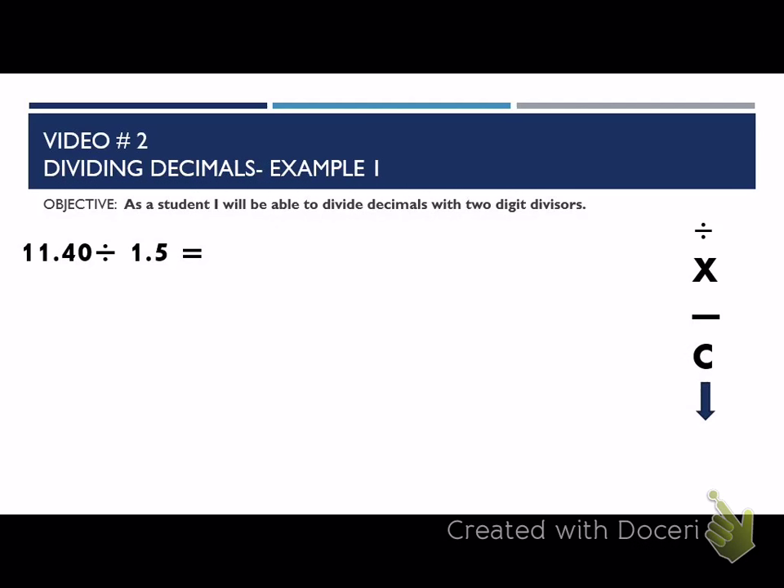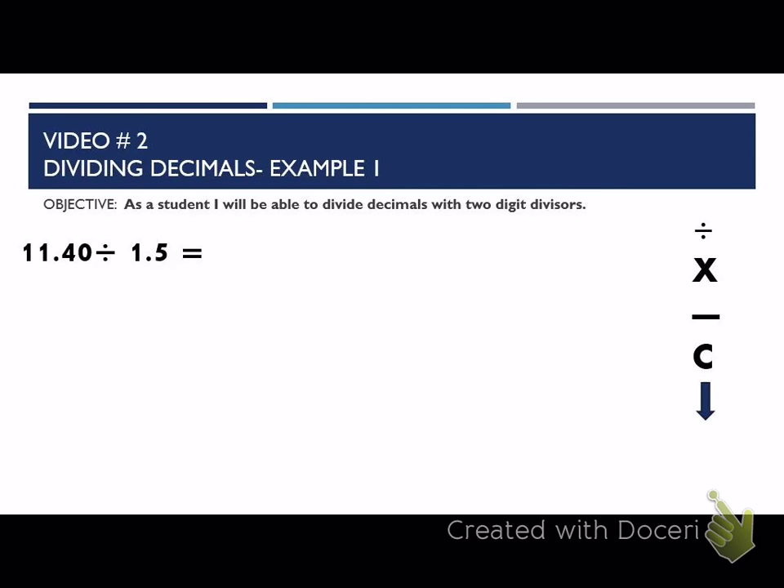I'm going to give you some tips and hints on how to make this process a little bit easier, but I want you to understand that today, as a student, you should be able to divide decimals with 2-digit divisors. That means it's a little bit harder. We're going to go ahead and get started.